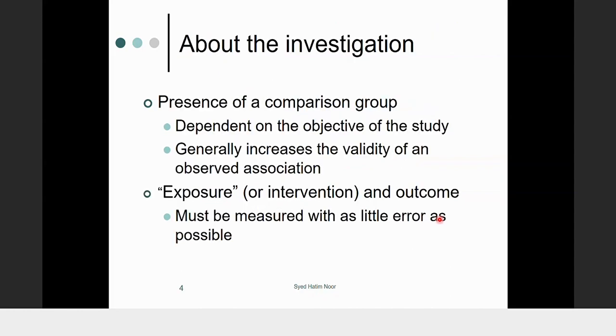Comparison group means you will have two groups. One group is a control group and another one is your group of interest. But this depends on the study. Some studies do not need a comparison group. But why do we need a comparison group? To increase the validity of an observed association.